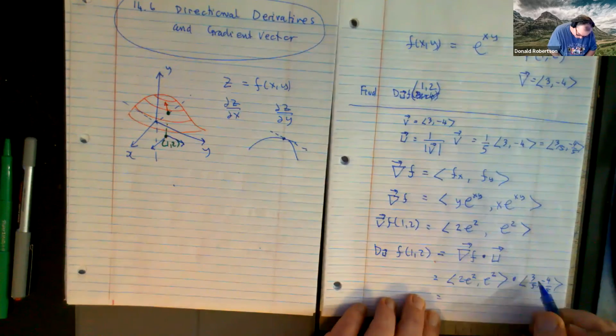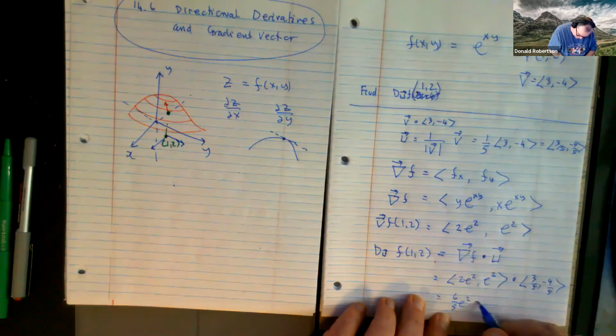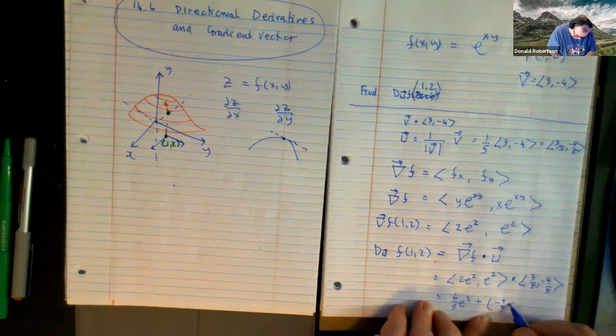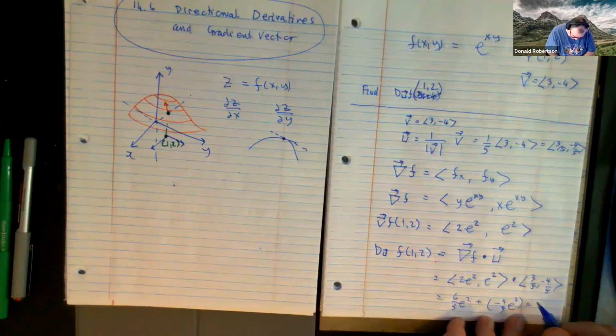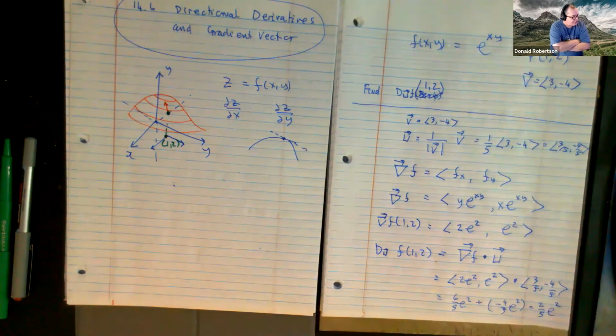And what does that get me? It gets me 6/5 e squared plus essentially negative 4/5 e squared. And I believe that comes out as 2/5 e squared.